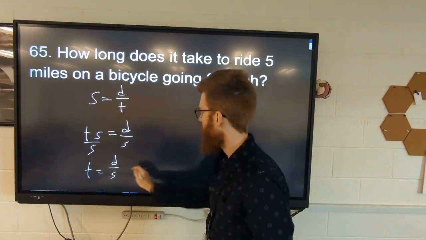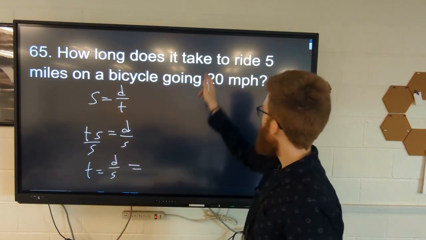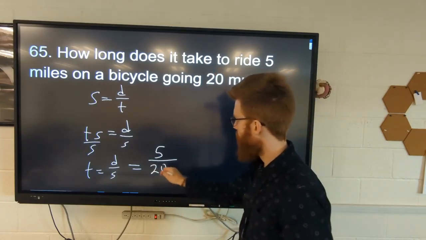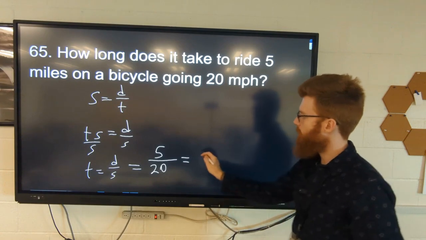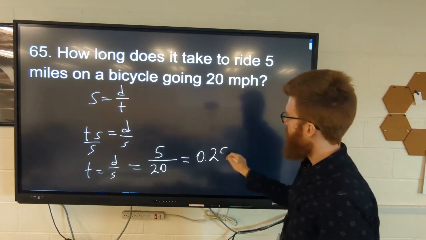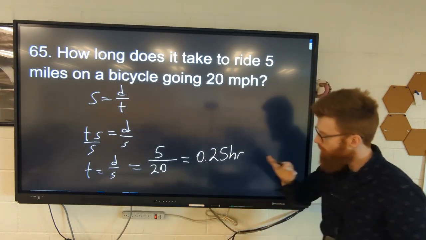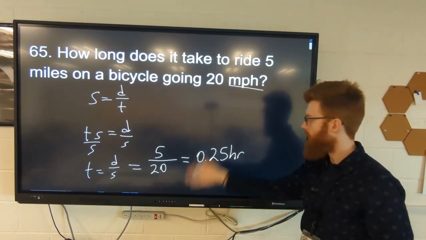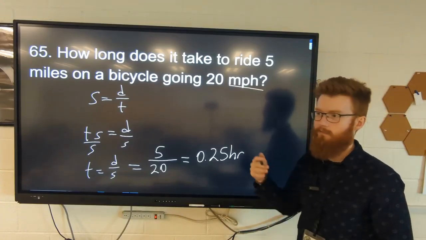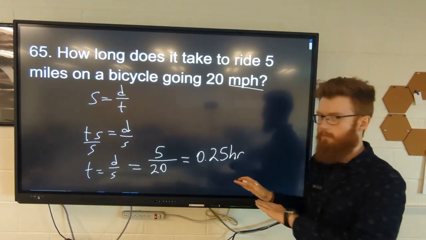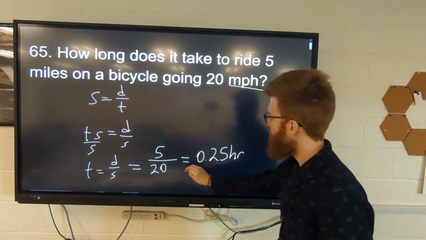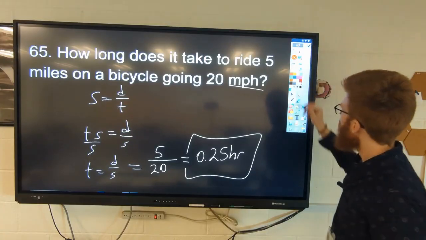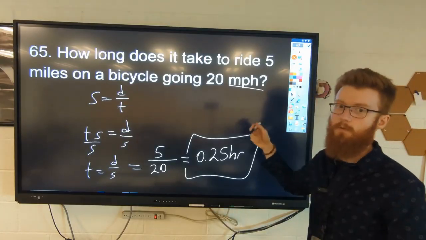We get down here. Then from there, our distance, we're going 5 miles. We're going 20 miles per hour. Divide those, we get 0.25 hours. It's in hours because that's the unit that we were given. I could then convert that to minutes, and I could convert that to seconds, but I'm okay with hours. I'll box in my answer to make it easy for the person grading my paper, which on the test will be me.